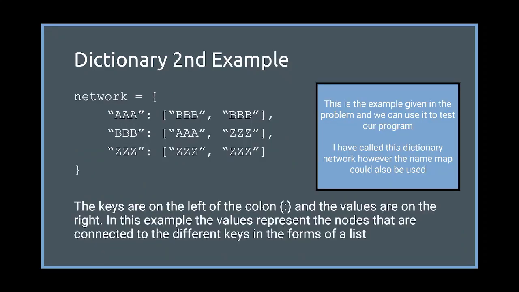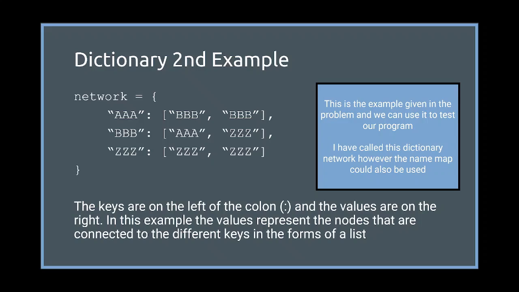Here's another example of a dictionary using the task data that was in the example. You can see I've called this network. On the left I've got the nodes, and on the right I have got the values shown as a list, and they're the destinations from there as well, and the colon splits them up. It's worth knowing that the value can be anything. It could be an integer, a list, a string, a float. It could be anything at all.